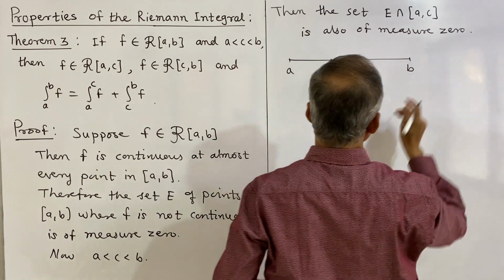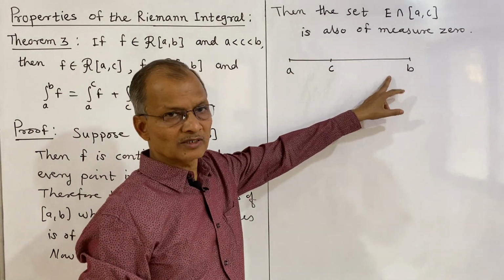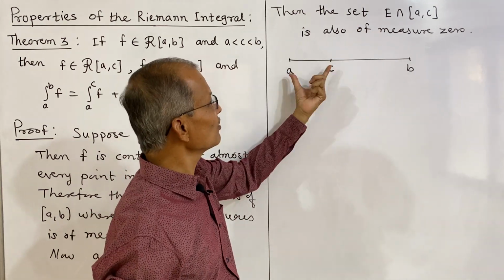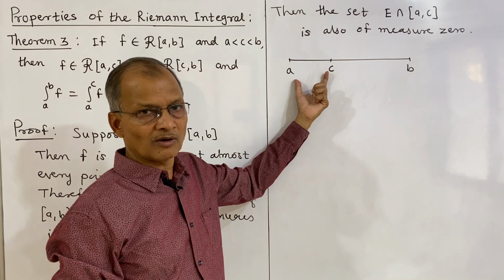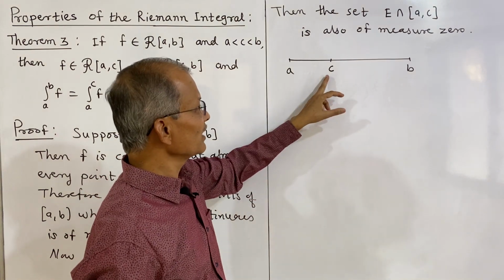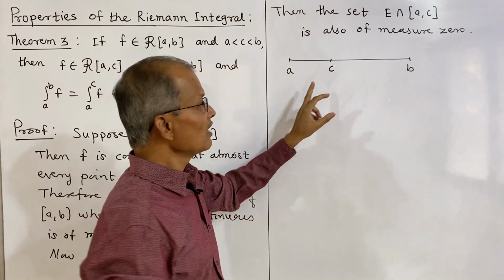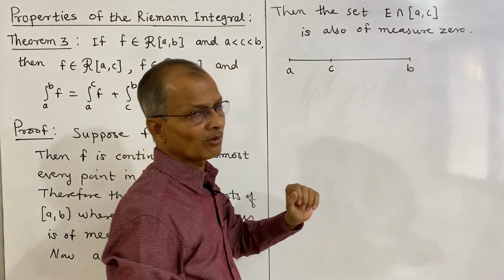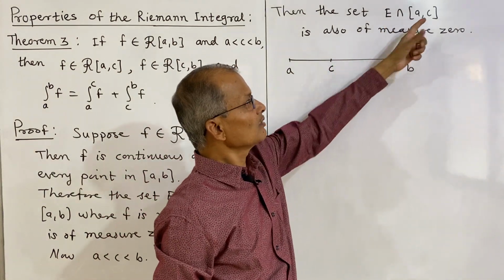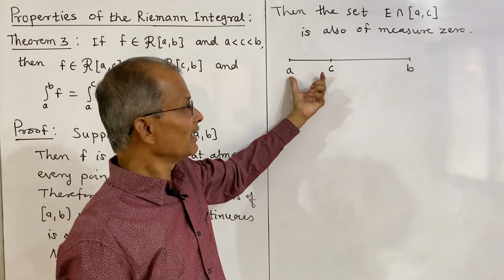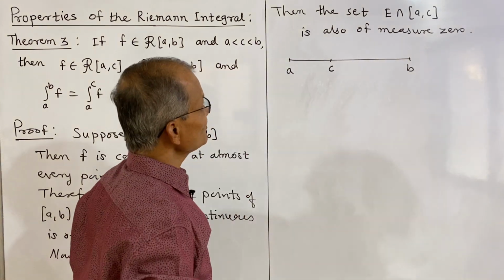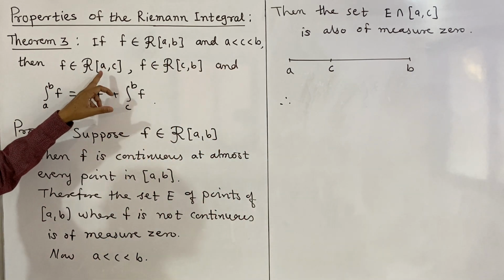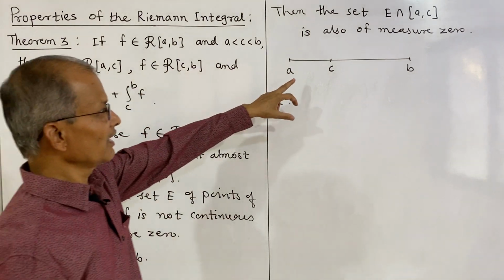So, what is the meaning of this? There are some countable number of points of discontinuity of the function in the interval a to b, and therefore, if we restrict that set to only this interval, then certainly there will be a countable number of points in the interval a to c where the function is not continuous. The property holds for a to b, and therefore, the same property will hold for E intersection a to c, and that set is also of measure 0. Therefore, what this implies is the function f is Riemann integrable over the closed interval a to c.